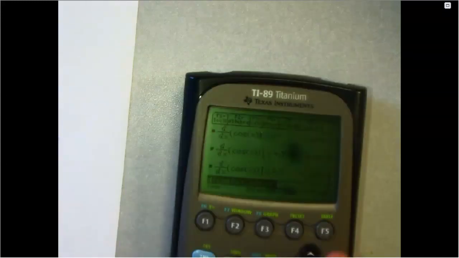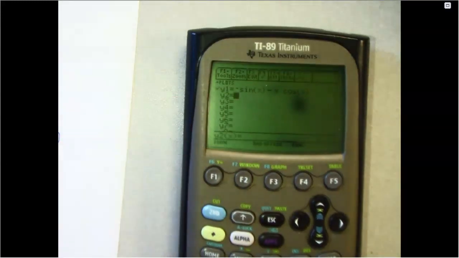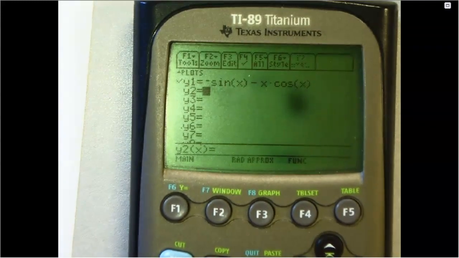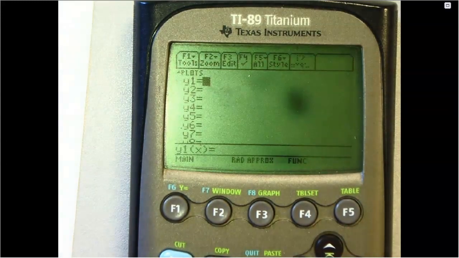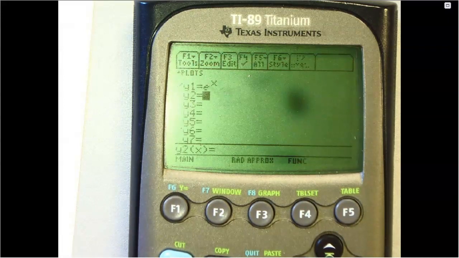So let's graph it. Go diamond F1. That's like number 10 or something, I was looking at the problems earlier. And type in e to the x. E is the diamond and then the x button. Okay, there. And then hit graph, so that's diamond and then F3.